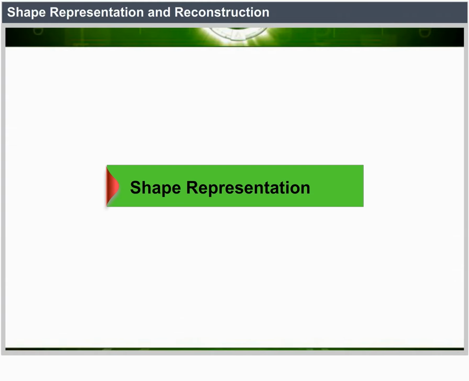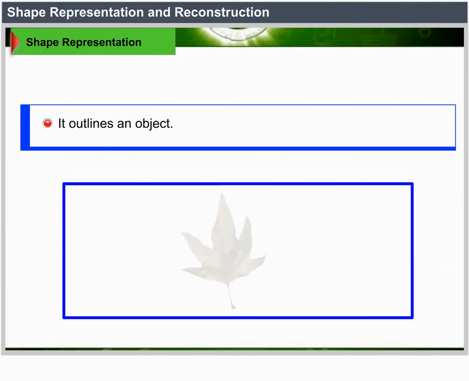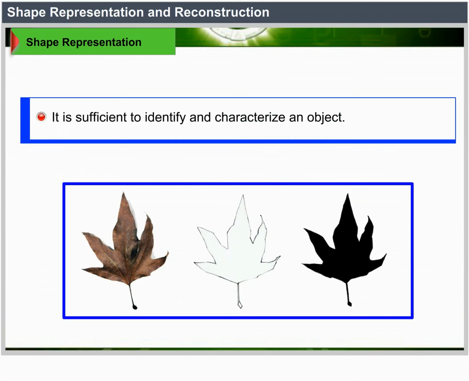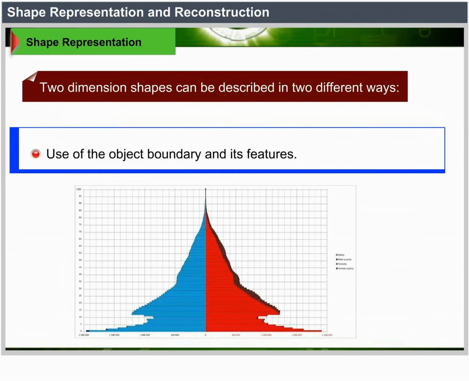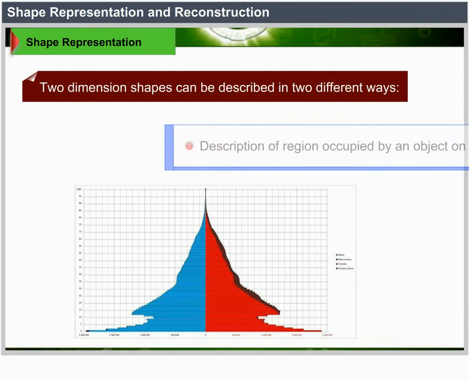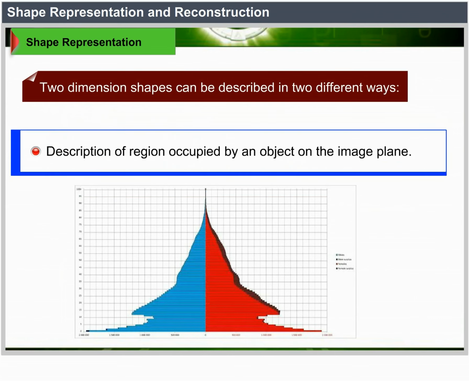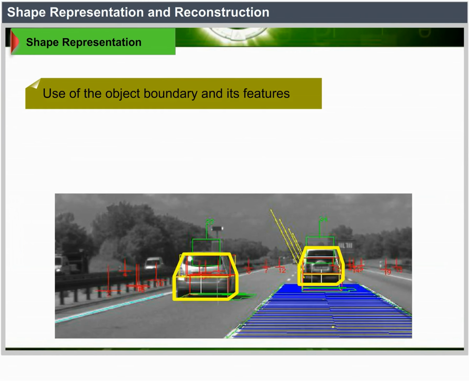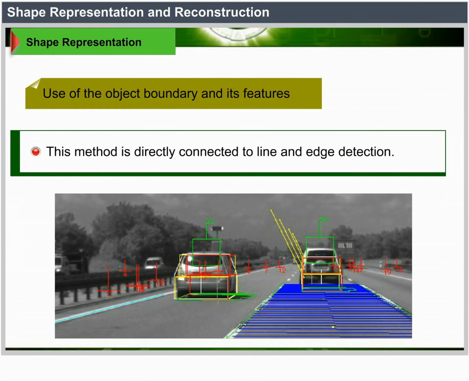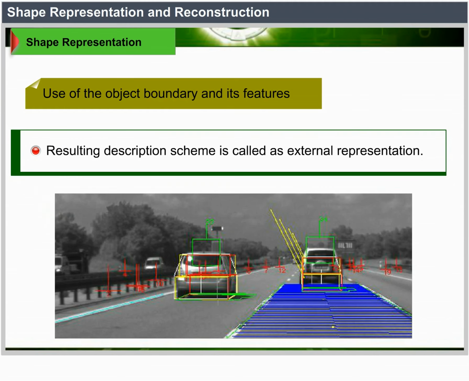Shape representation. Outline of an object. It is sufficient to identify and characterize an object. Two-dimension shapes can be described in two different ways. Use of the object boundary and its features. This method is directly connected to line and edge detection, and the resulting description scheme is called external representation.